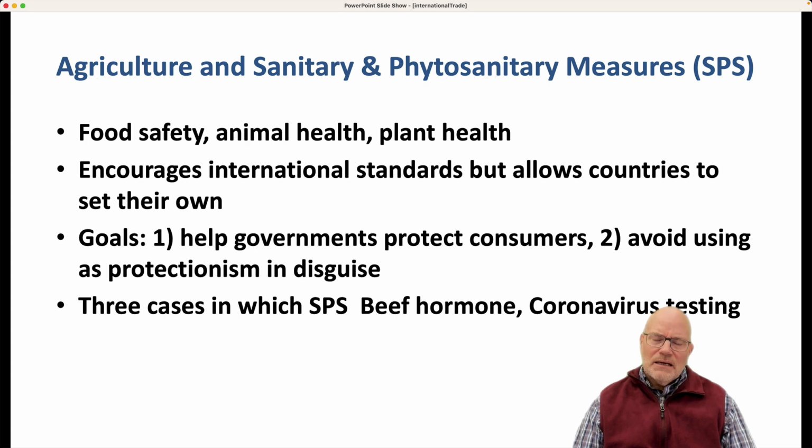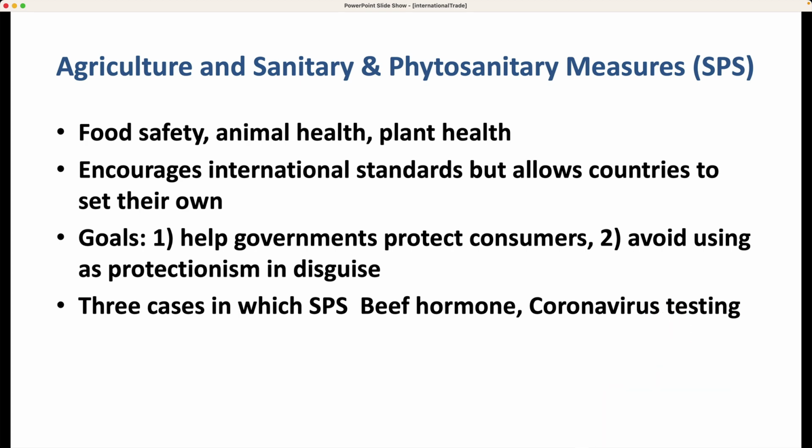A second area is called Sanitary and Phytosanitary measures, SPS. Countries have food safety concerns, animal health concerns, and plant health concerns. That's quite natural. And there are laws within that country to eliminate those concerns.